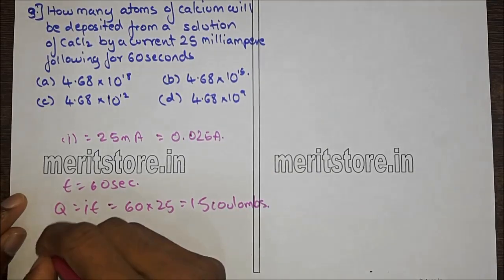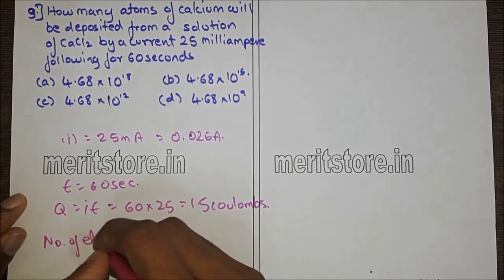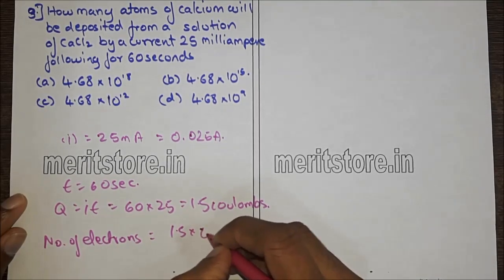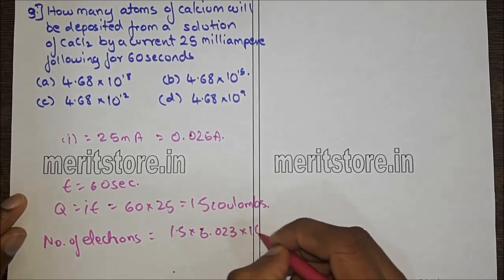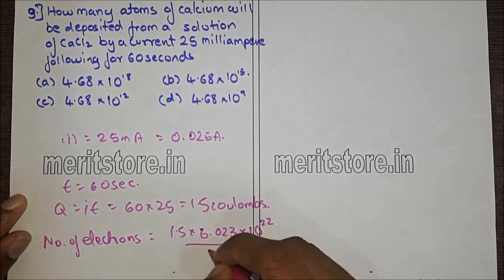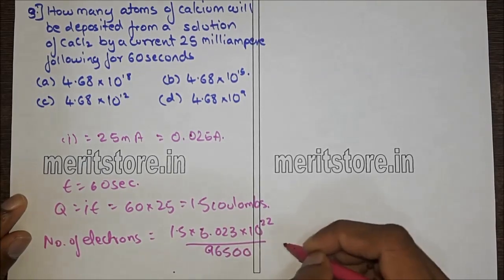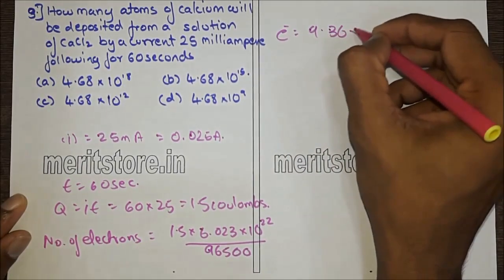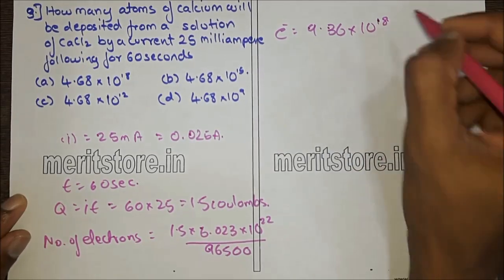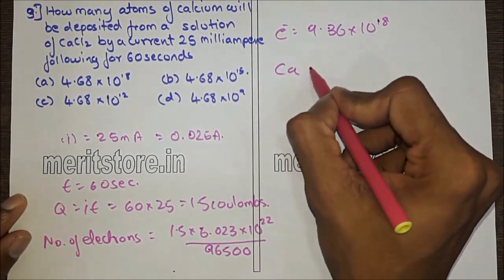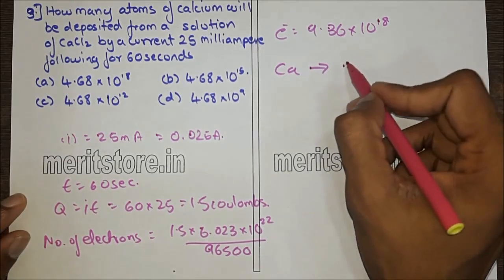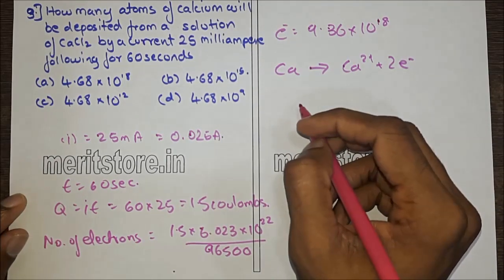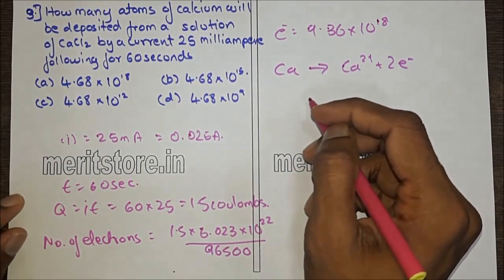So the number of electrons is equal to 1.5 into 6.023 into 10 raised to 23 upon 96,500. When we solve this, we get 9.36 into 10 raised to 18. Calcium gets deposited from calcium 2+ plus 2 electrons. So 2 electrons are required to deposit 1 calcium atom.